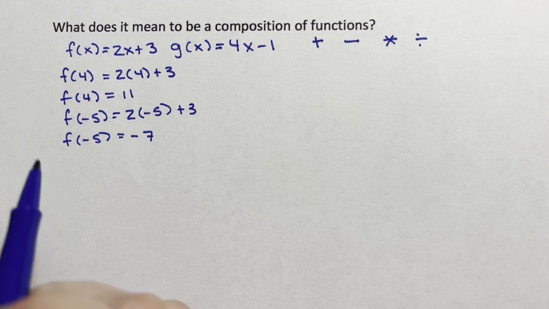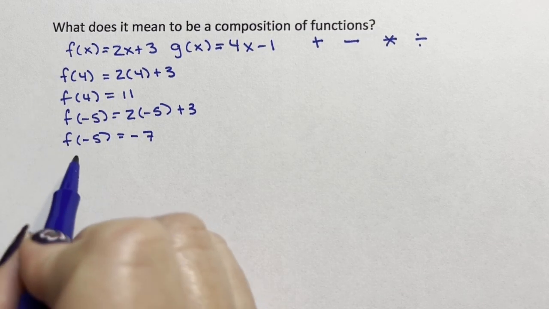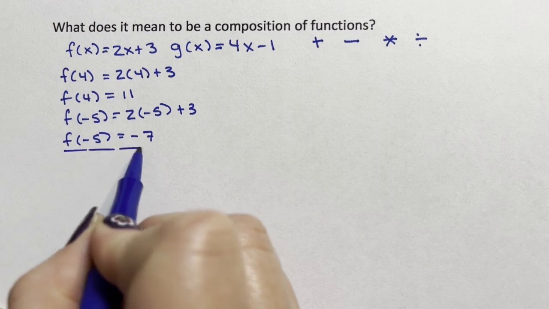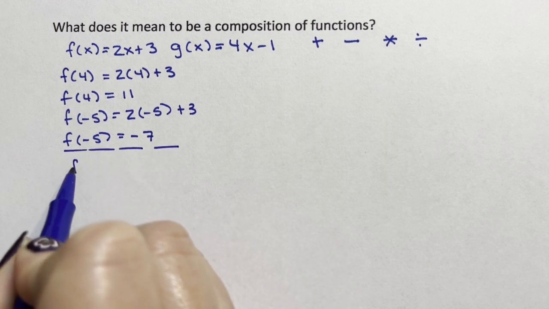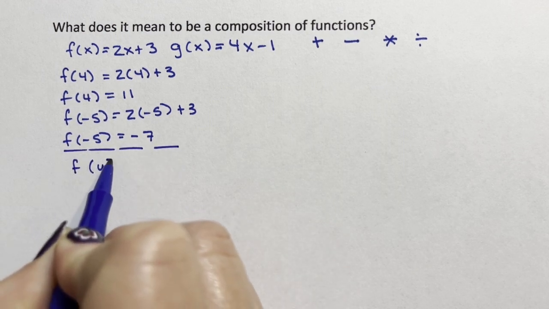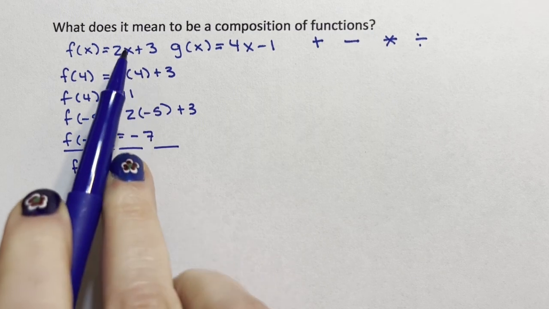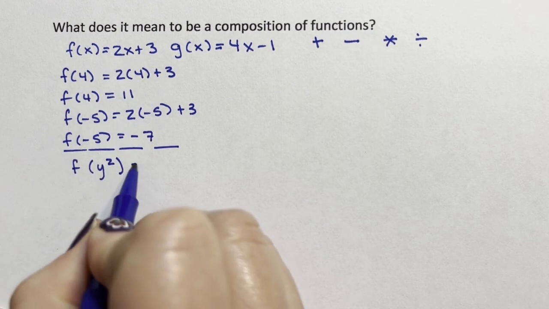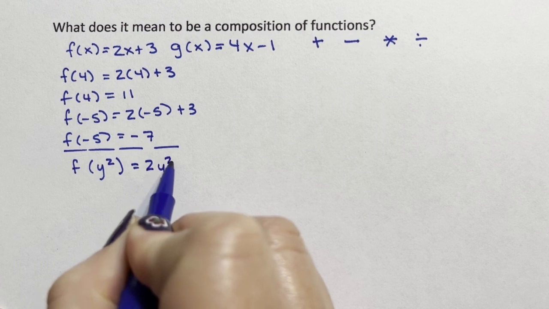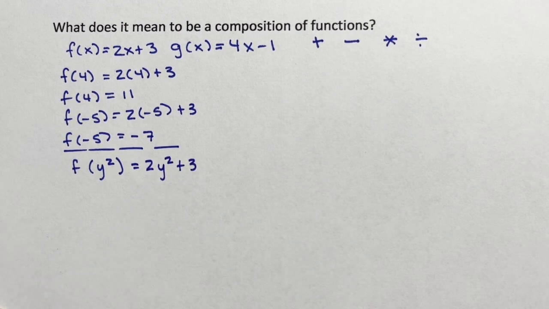Potentially, you played around with putting in other variables. So maybe you did something a little more advanced, f of y squared, where you turned x into y squared. 2 times y squared plus 3. This is just a variable shift, adding a little spice, turning your linear into a parabolic. But we could take this even further.